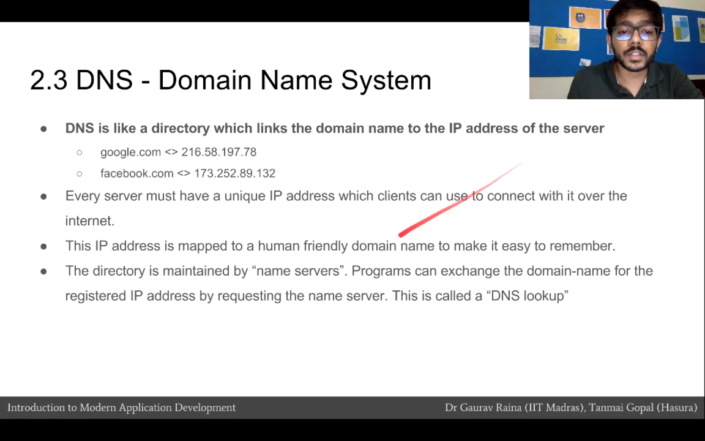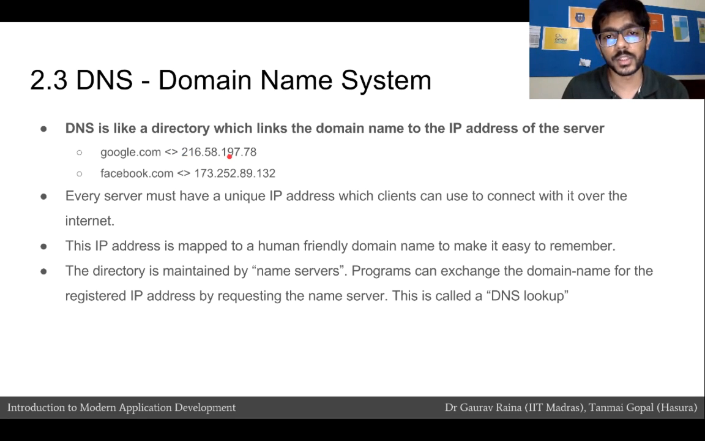Now, each server must have a unique IP address, which clients can use to connect with it over the internet, or over any network, in fact. However, IP addresses are inconvenient for us to remember. For example, if you look at the IP address of google.com, it's 216.58.197.78. That IP address points to a server that serves the google.com page.